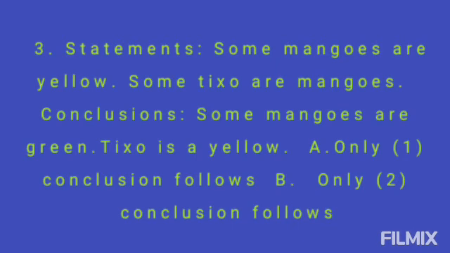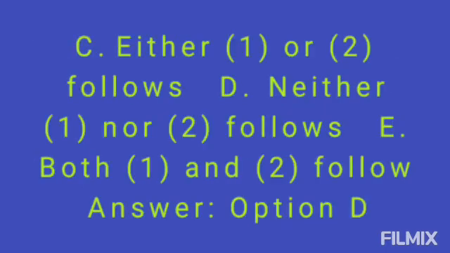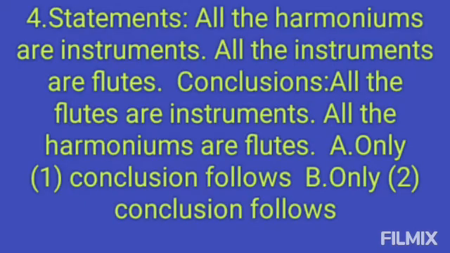Now let's see the choices. A, only one conclusion follows. B, only two conclusion follows. C, either one or two follows. D, neither one nor two follows. E, both 1 and 2 follow. What's the answer? The right answer is D.